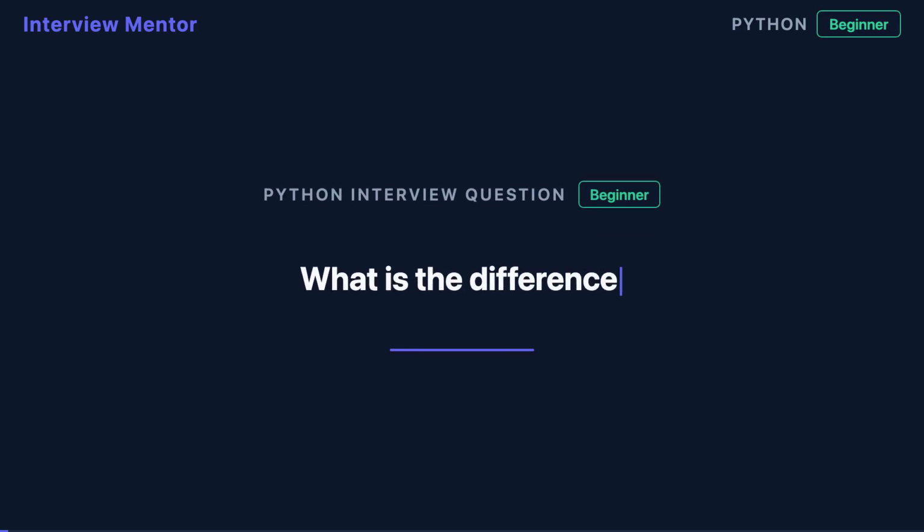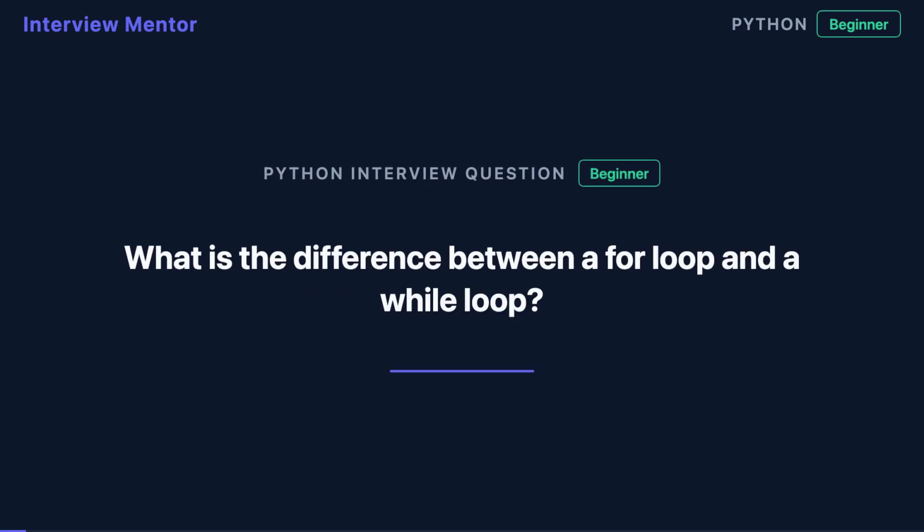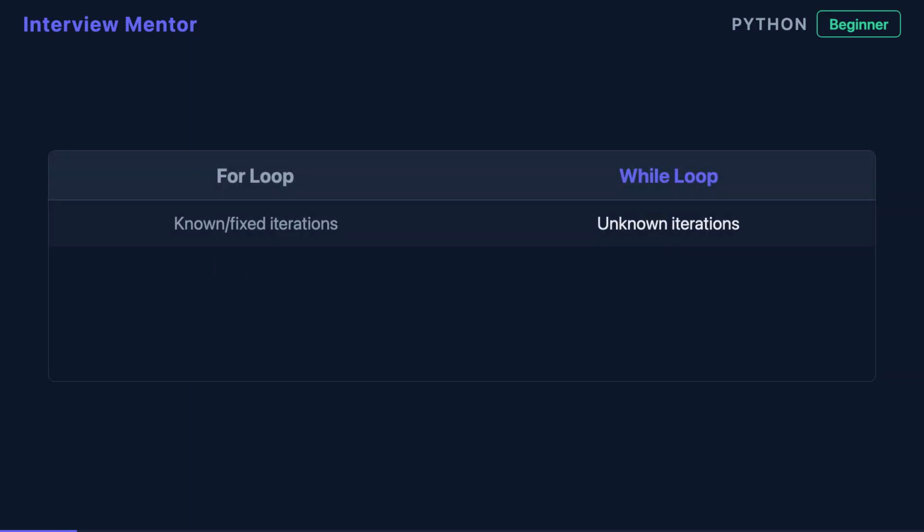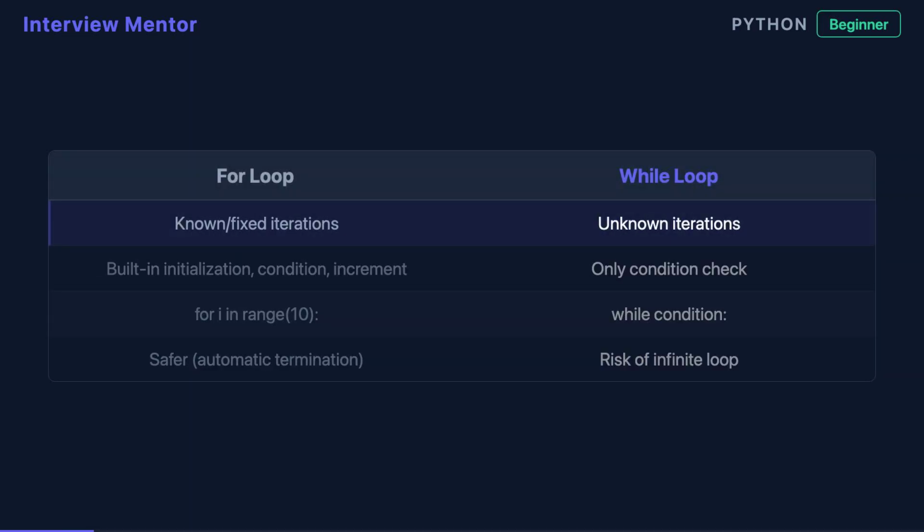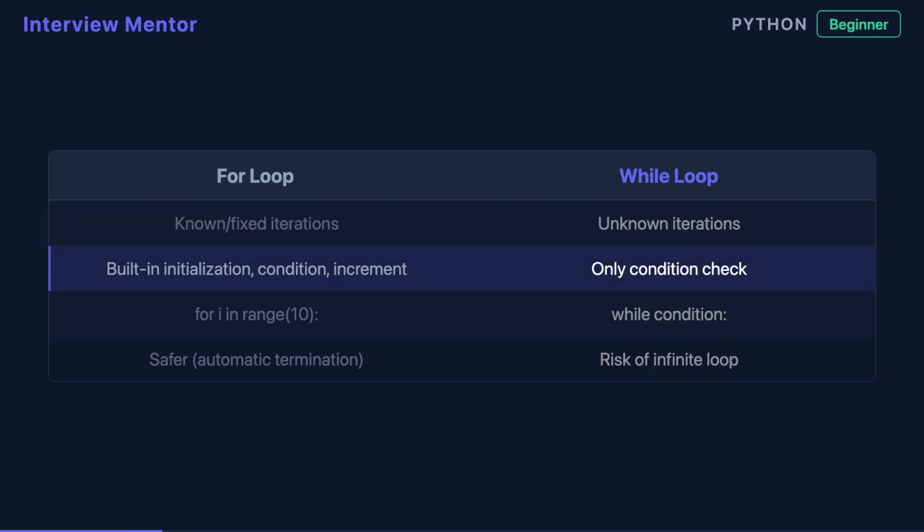Most developers use for loops and while loops interchangeably, but choosing the wrong one can lead to bugs and confusing code. Let's break down when to use each. The fundamental difference is about control. A for loop iterates a known or fixed number of times. You typically use it when you know exactly how many iterations you need, like processing every item in a list.